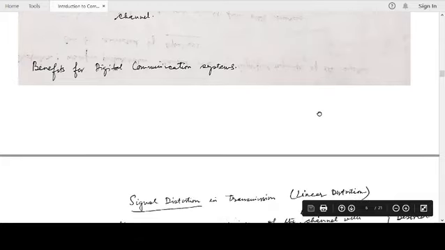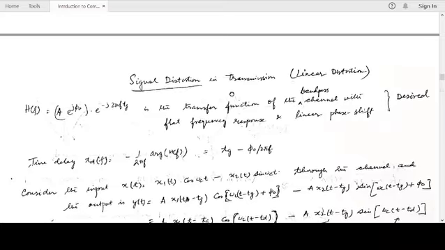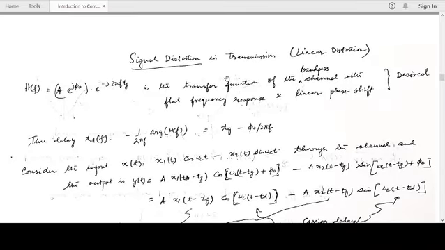I'll stop over here. In the next lecture, we will discuss signal distortion in transmission. We'll study various kinds of distortion, linear, non-linear, and so on and so forth.